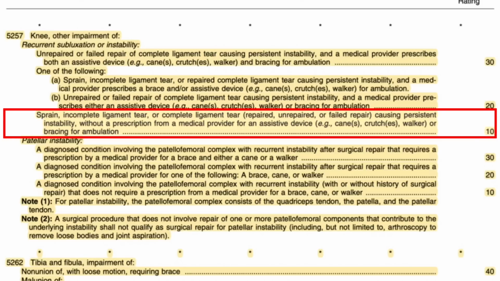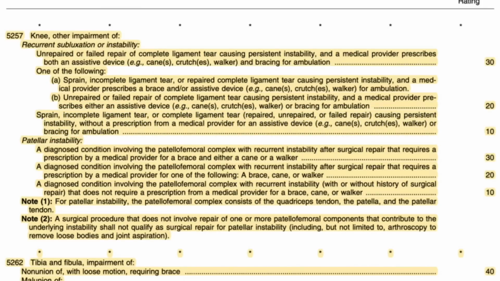Now, just because a doctor from the VA prescribed you a certain cane or a certain brace and you don't like it, that doesn't mean you have to use that one. You can use the one that you like, but they just did the prescription. The important thing here is the prescription. Basically, it's in your medical record that a medical provider is telling you to use this device. So that's a very detailed breakdown of the 30, 20, 10.